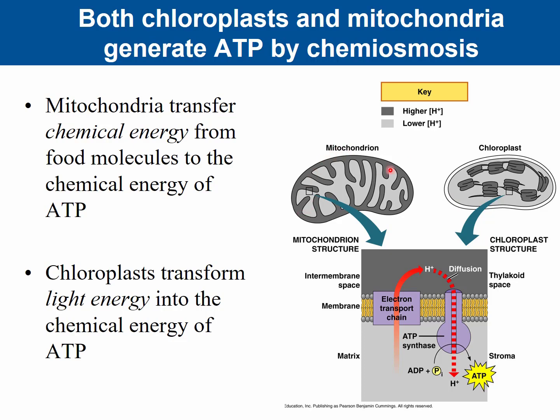And so this other diagram here is just showing you where these gradients occur. In the mitochondria, it's the intermembrane space that has a high hydrogen ion concentration, and the matrix has a low hydrogen ion concentration.